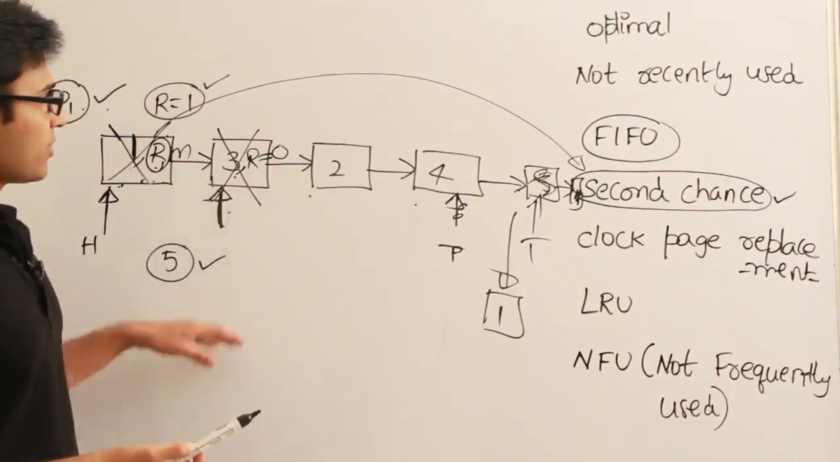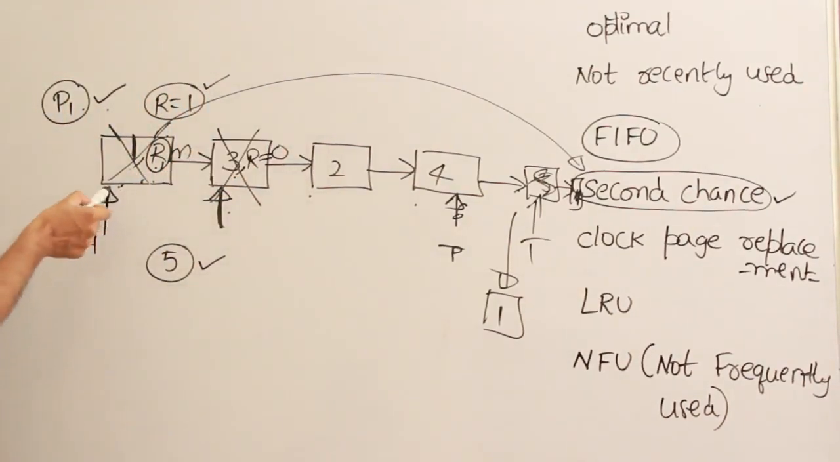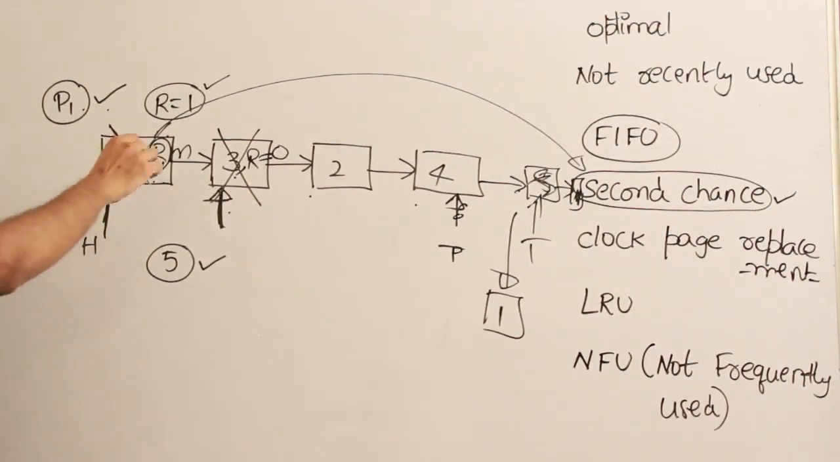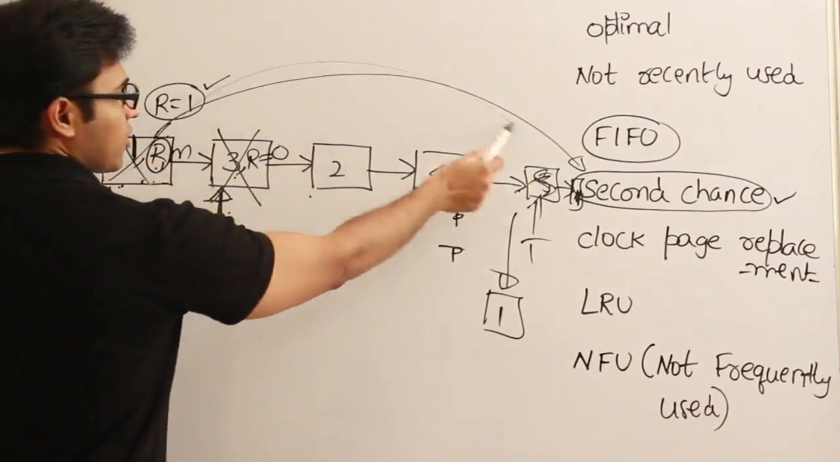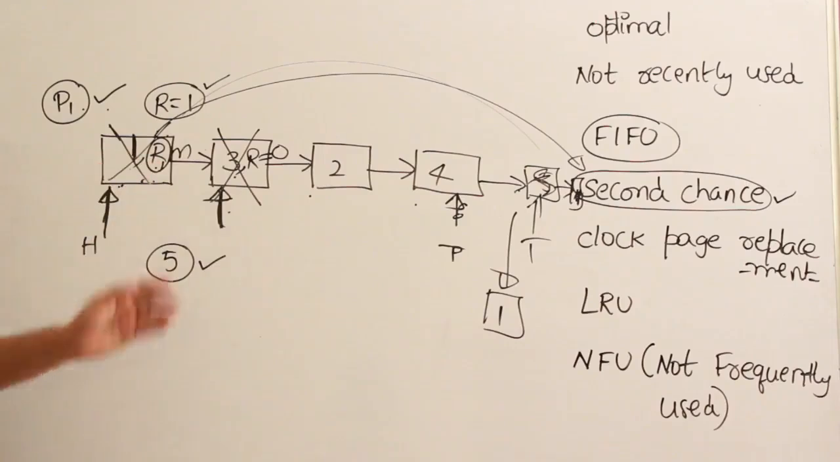The problem with this second chance algorithm is that whenever you know that a page is not fit for replacement, whenever you feel that a page has to remain in the main memory, you are actually taking that page and adding it to the end of the list, right? So these page movements are generally unnecessary, I mean they are redundant.